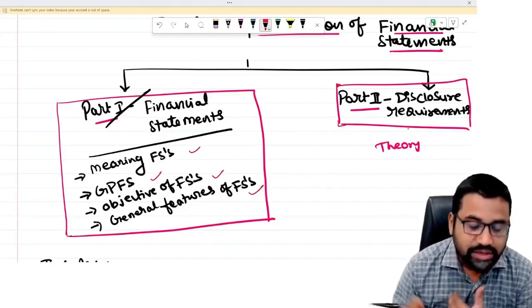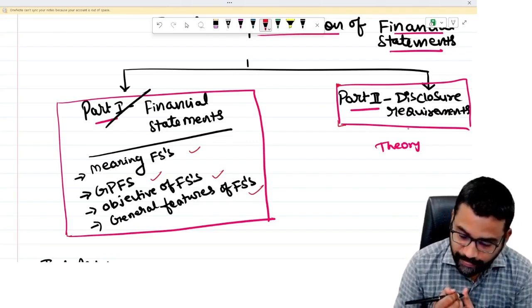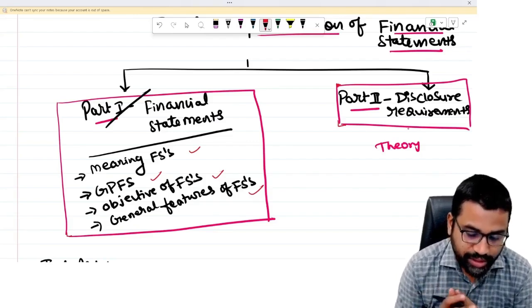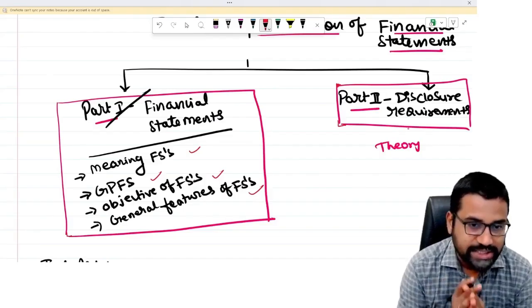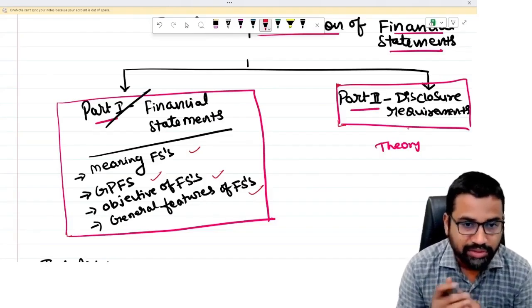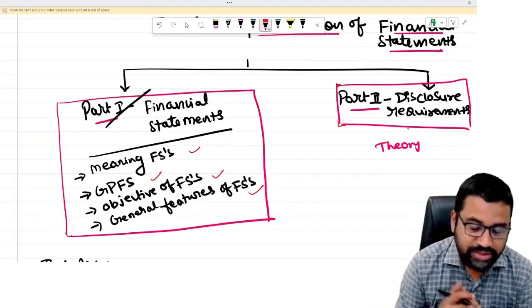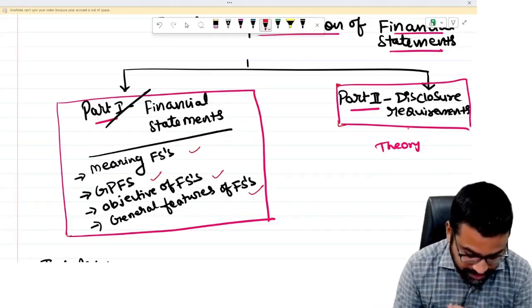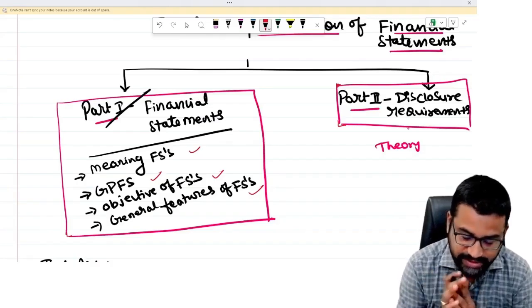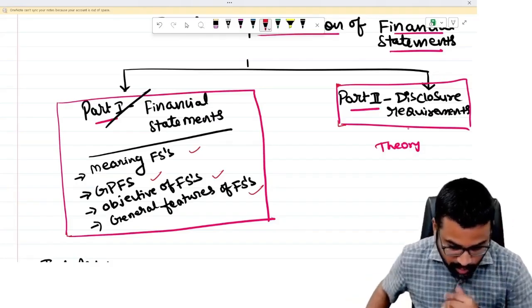Part 2 is disclosures. It's a theory based thing. So the entire standard is theory oriented only, but it is a very easy standard, so with minimum time you can complete this. And disclosure requirements, what disclosures we need to make in the financial statements, that is what this standard is all about.